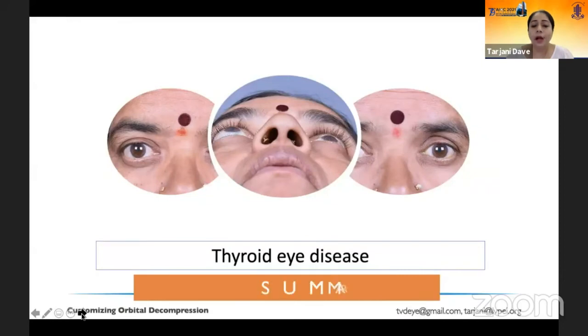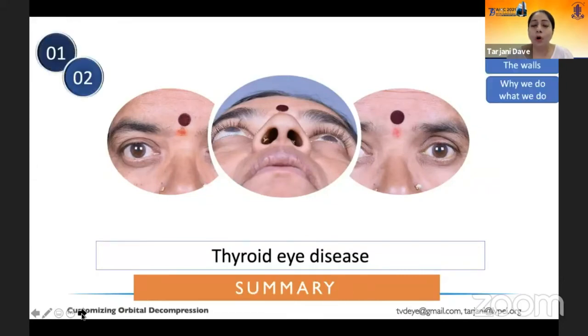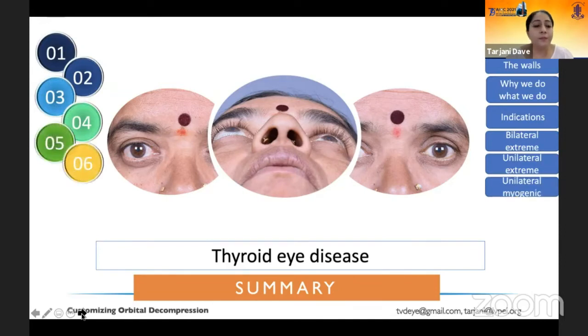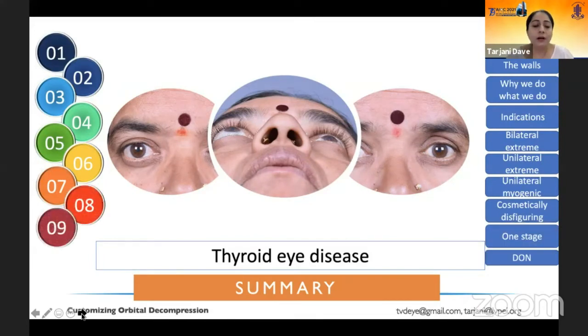So in summary, I've spoken to you about the walls of decompression, how we go about with the treatment algorithm, a specific note on the unilateral extreme myogenic variant, one-stage management, dysthyroid optic neuropathy and what you do in those situations, as well as congestive orbitopathy.